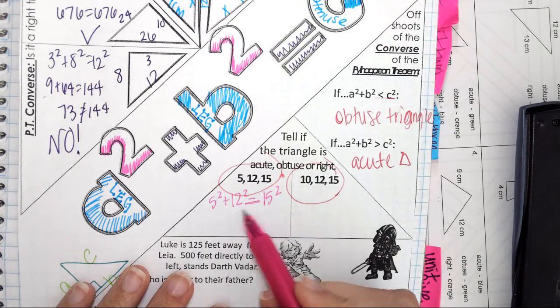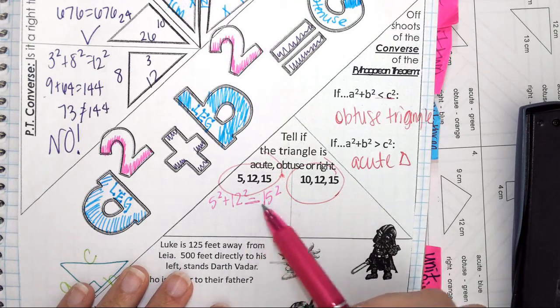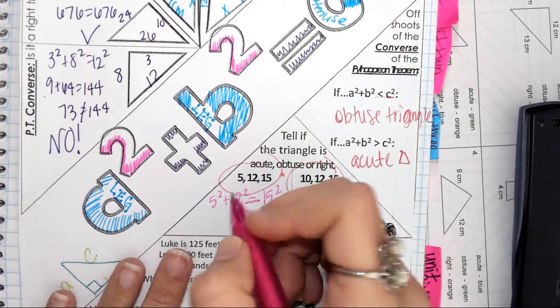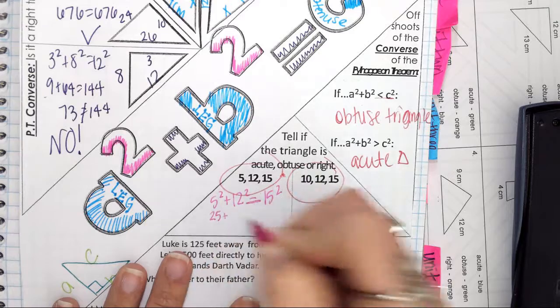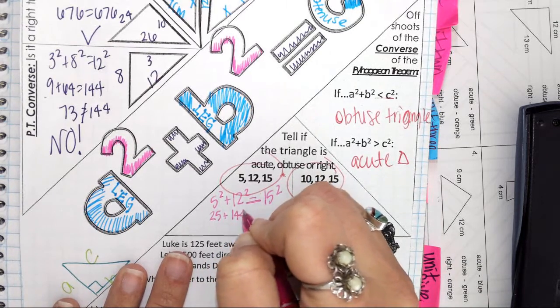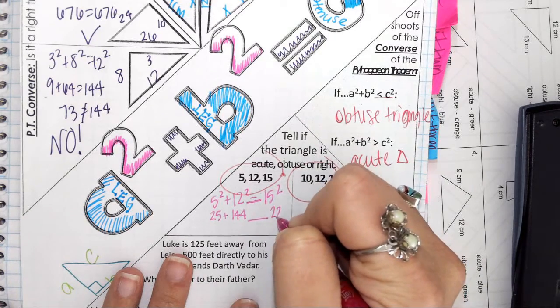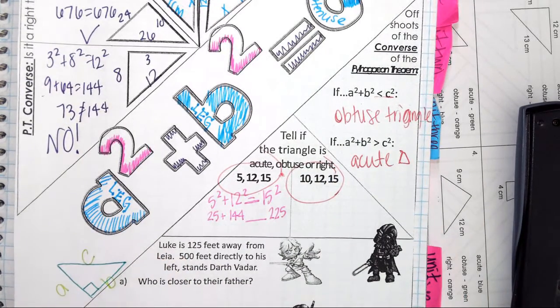Okay, it's underneath it, right beside it. Not this one, the one underneath it. I didn't mean to write my equal sign. Alright, what's 5 squared? 25. Alright, what's 12 squared? 144. And 15 squared is 225.